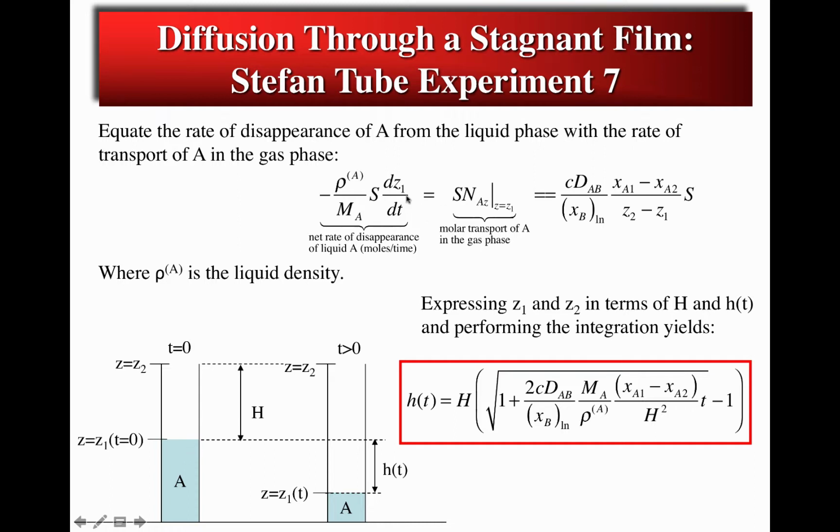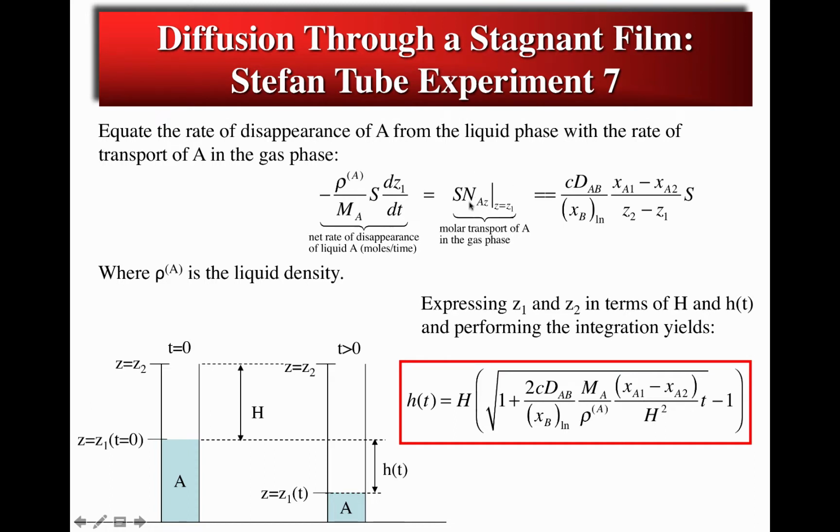Now, Z1 is going to decrease as time goes on, the way the coordinates are drawn, and so I put a minus sign out front to make this essentially the net amount of A that is put into the gas phase. And the amount of A that's put into the gas phase is by definition equal to the flux of A in the gas phase times the cross-sectional surface area.